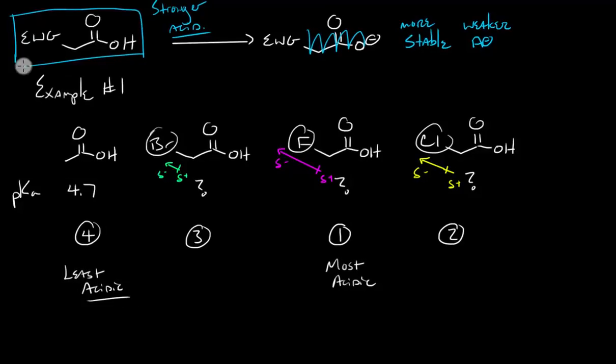So now that we've rationalized our way out of that, let me give you the actual numbers. You can actually find these numbers in the literature. This pKa is 2.9, and then followed by the fluorine, this is 2.7, and then followed by the chlorine, 2.8.